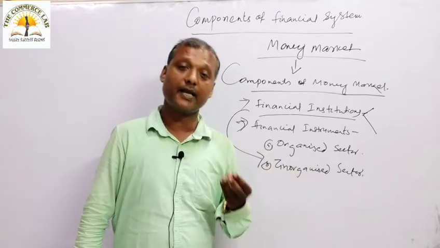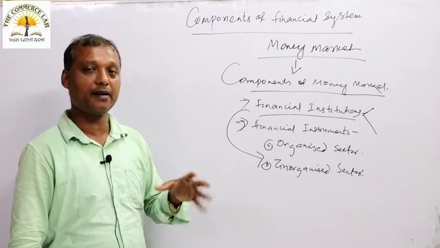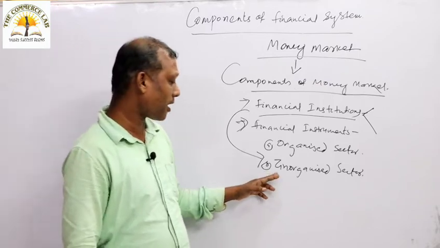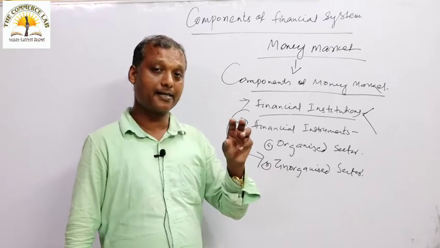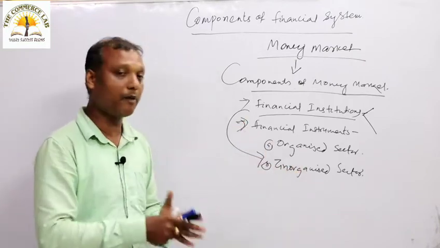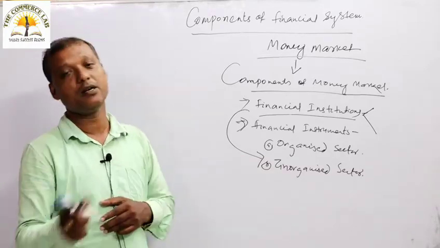In the organized sector, there is a specific interest rate. The interest rate will remain constant, purely fixed. But if you talk about the unorganized sector, the interest rate charged by the people, by the organization, is very high, and it will fluctuate. It will change from person to person and from institution to institution.